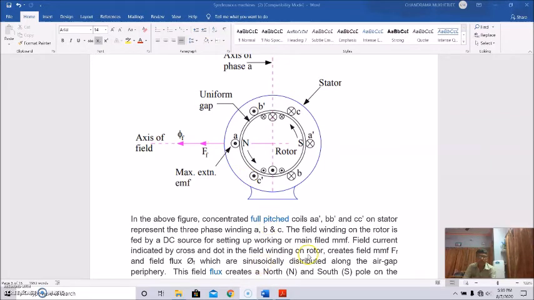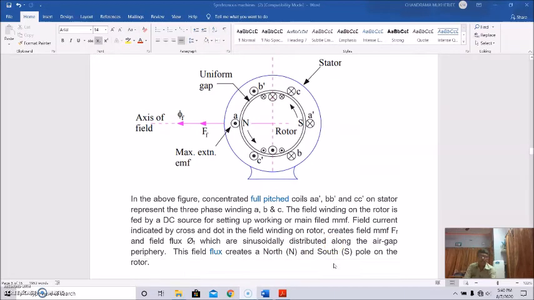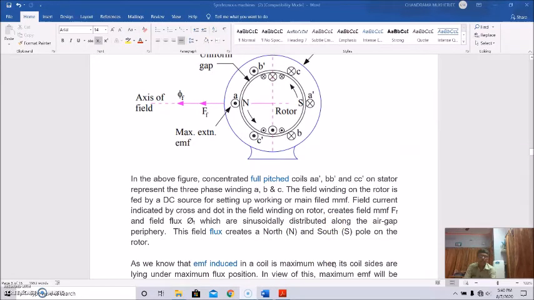This field current, field MMF and field flux are sinusoidally distributed along the air gap periphery. The field flux creates north and south poles on the rotor. So these are the north and south poles of the rotor.